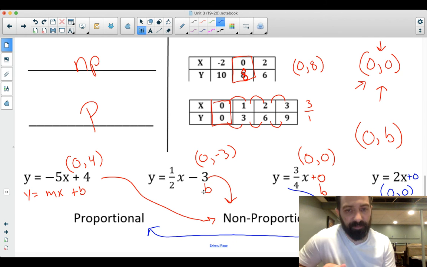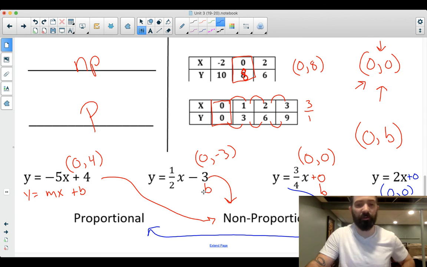And that's it for this lesson, identifying proportional versus non-proportional using slope and y-intercept.